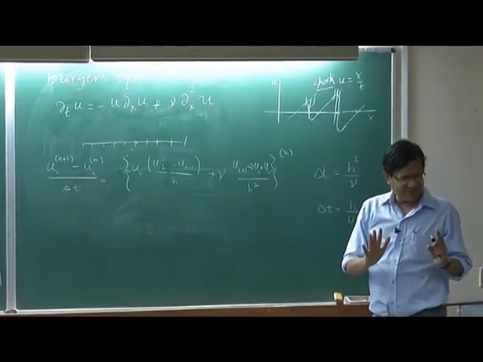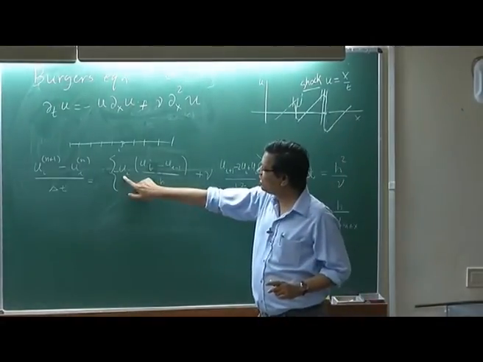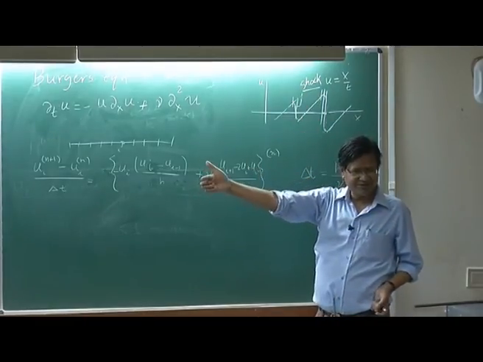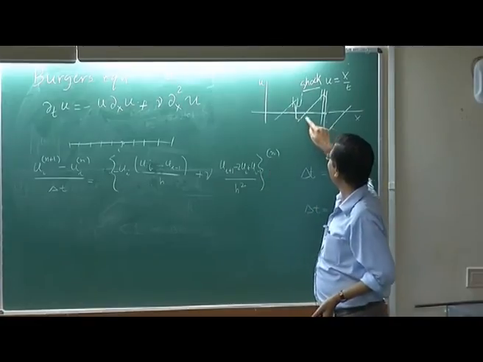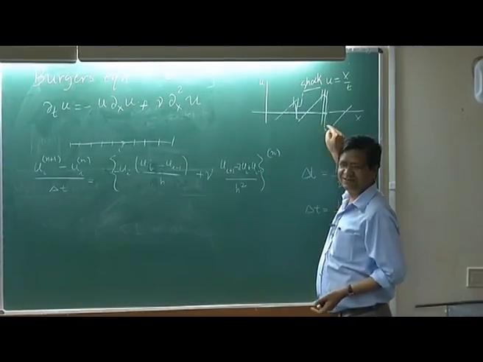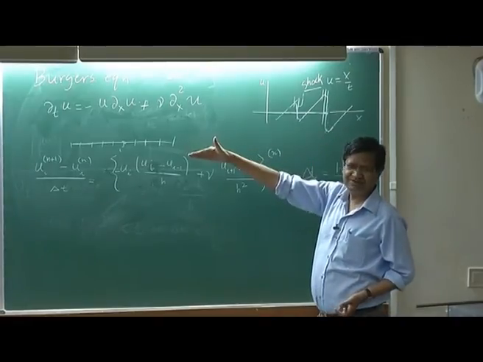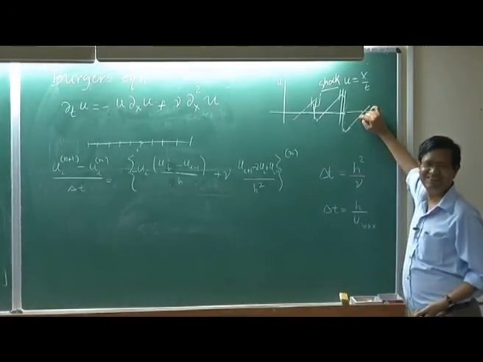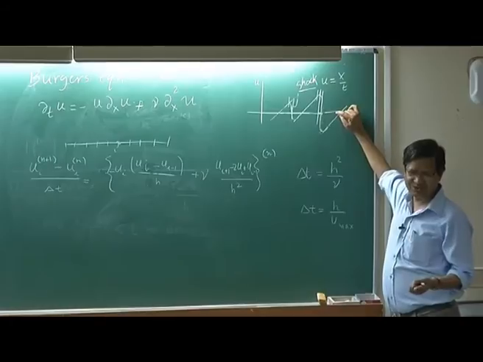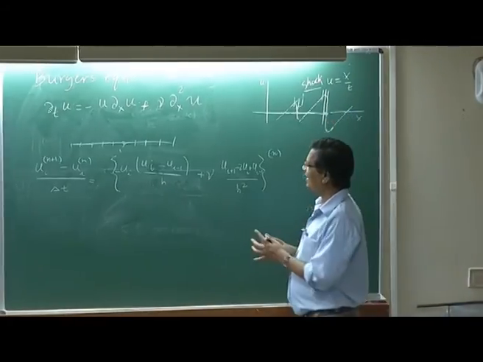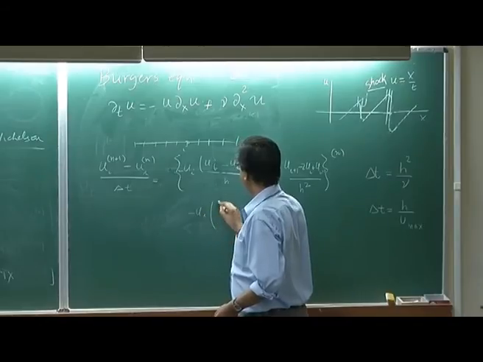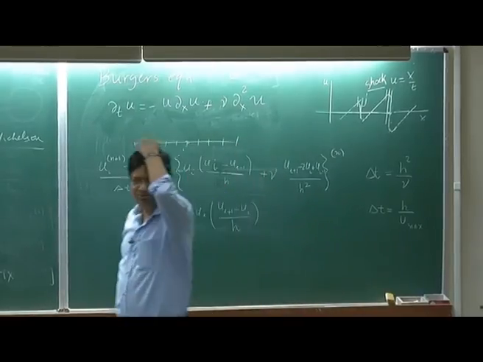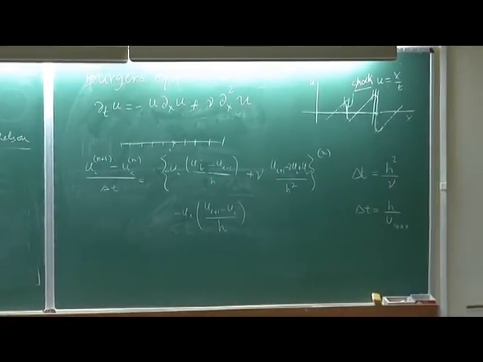Upwind, that is stable. Now, for all the u i's which are positive, meaning this region, I should take the derivative using the point behind me. But what should I do in this region? The wave is going in the negative direction, so I should use the point behind, meaning the forward direction. So, u i plus 1 minus u i. For this region I should put minus u i plus 1 minus u i. If you use this idea, then your code will behave properly.